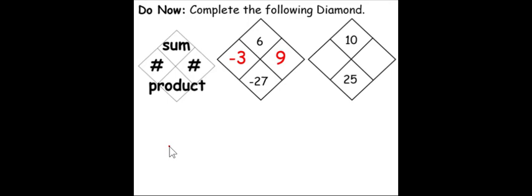Let's take a look at the second set. We need two numbers whose product is 25 and sum is 10. And that would be 5 and 5. 5 plus 5 is 10, and 5 times 5 is 25.